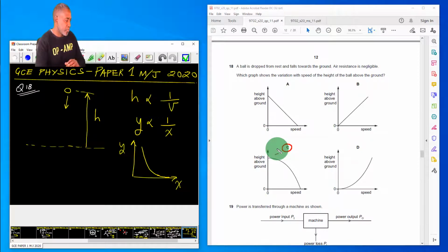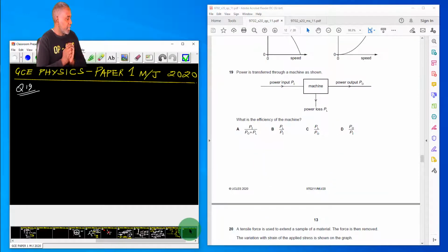And let's go to question 19. Now, question 19 is about efficiency of machines. We are given that power is transferred through a machine as shown. There is power input, which is P_i, into the machine. There is power loss, which is P_L, and there is power output, which is P_O. And we want to calculate the efficiency of that machine.